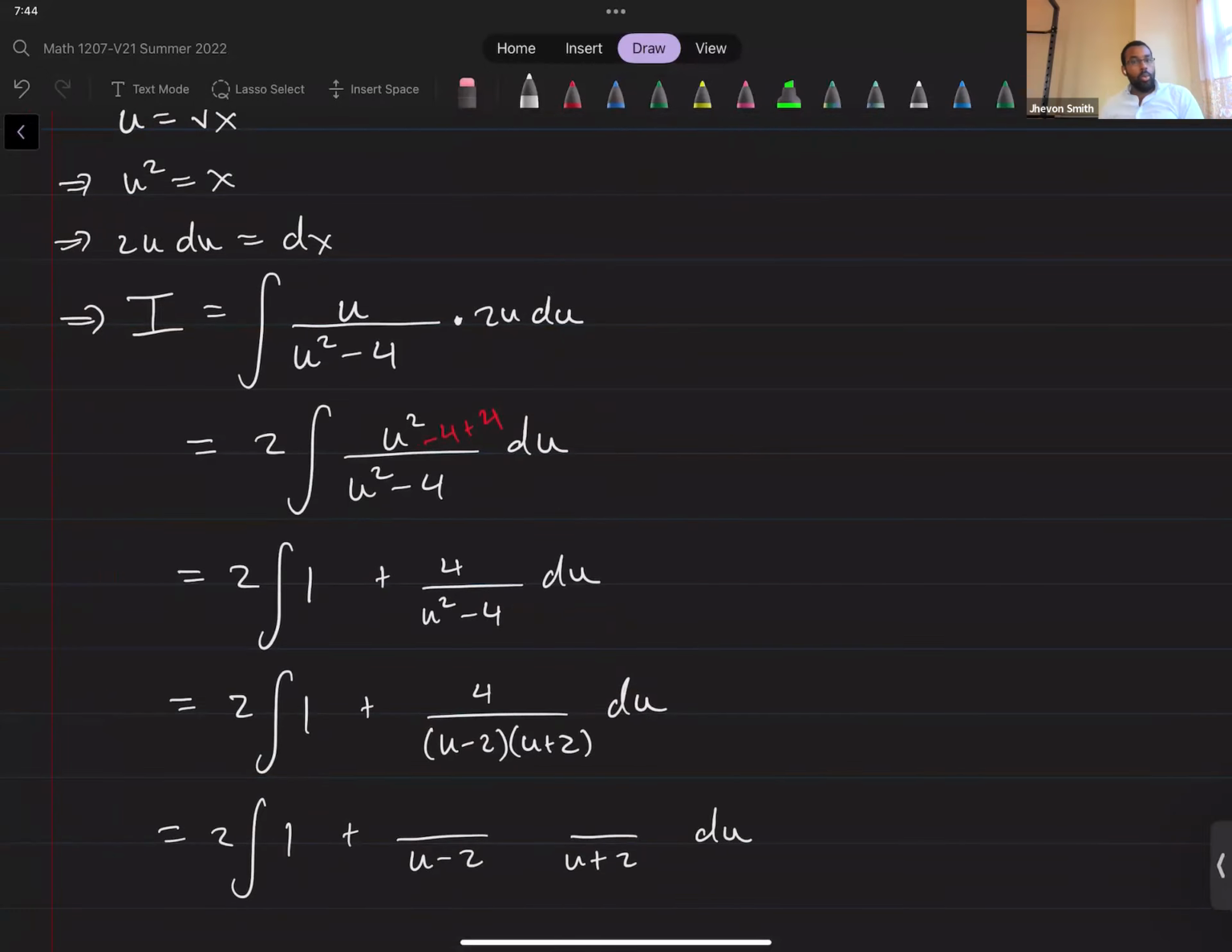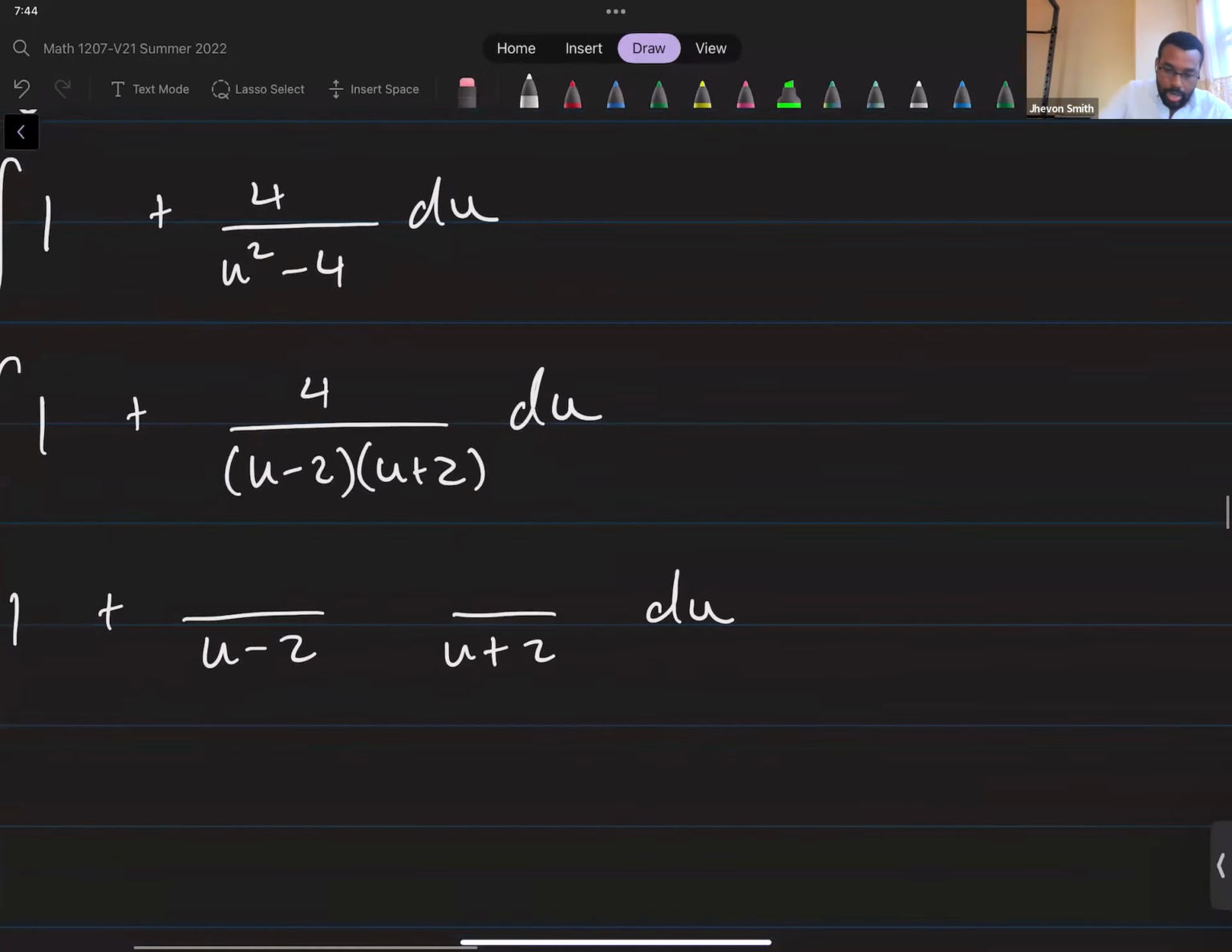Now, to figure out what's in the numerators, non-repeating linear factors, I can actually get these easy with the cover-up method. So I look at this one, cover up the u minus 2, plug in u equals 2. I would get 4 divided by 4, which is just 1. And so that's the answer there. If I cover up the u plus 2 and plug in u equals -2, which is what would make u plus 2 equals 0, I would get 4 divided by -4, which is -1, and that goes there.